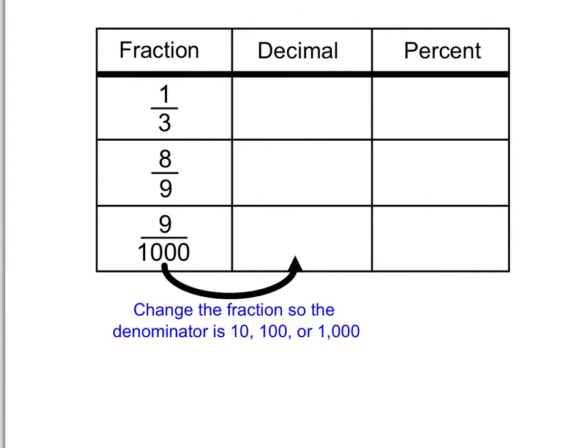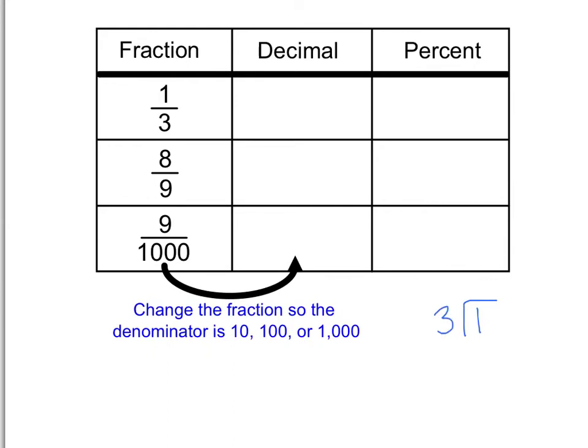So the very first one does not work out nicely. I cannot multiply 3 to make it into 10, 100, or 1,000, not even 10,000. So I'm going to go ahead and divide. I'm going to take the number on the top divided by the number on the bottom without a calculator. So I'm going to take 1 in my box, 3 on the outside.